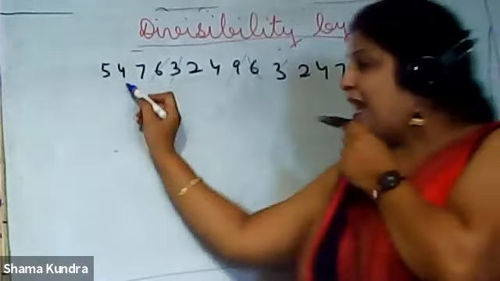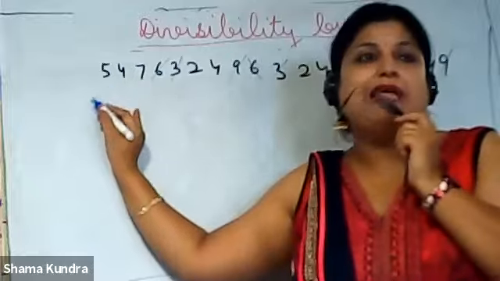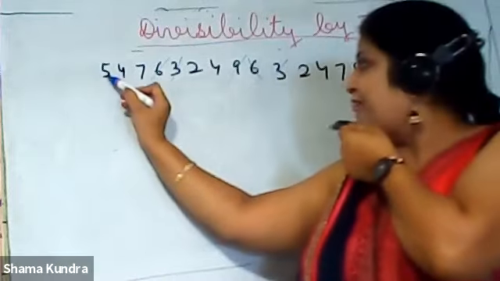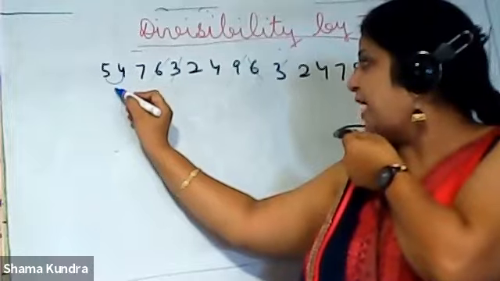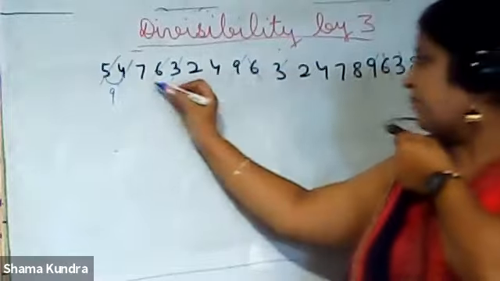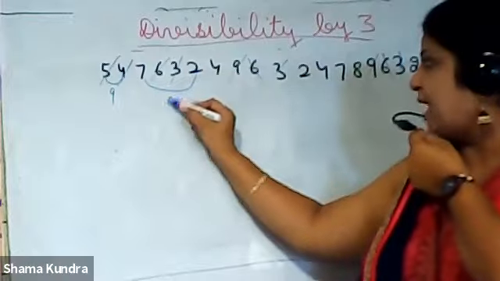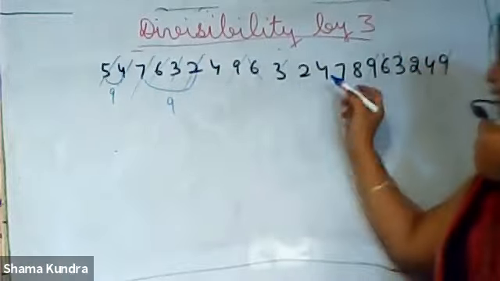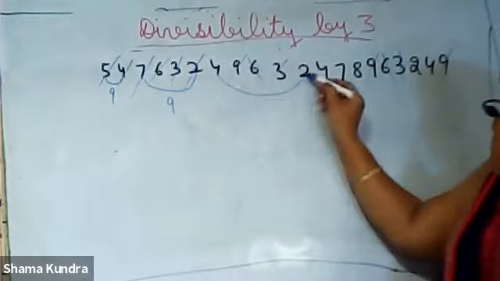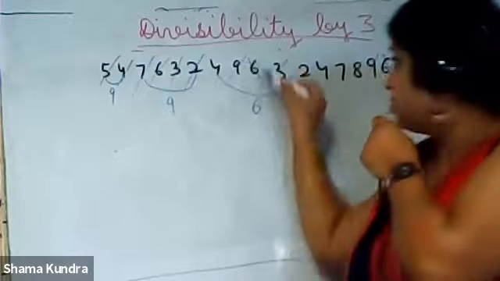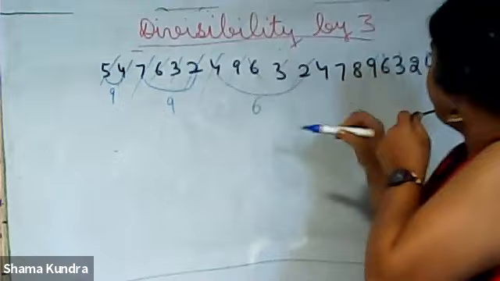Now, try to make pairs such that the sum will be divisible by 3, like 5 plus 4, it is 9, so it is divisible by 3. Next, 7 plus 2, it will be 9, it is divisible by 3, so I will cut 7 and 2. Next, 4 plus 2, it will be 6, 6 is divisible by 3, so I will cut 4 and 2.